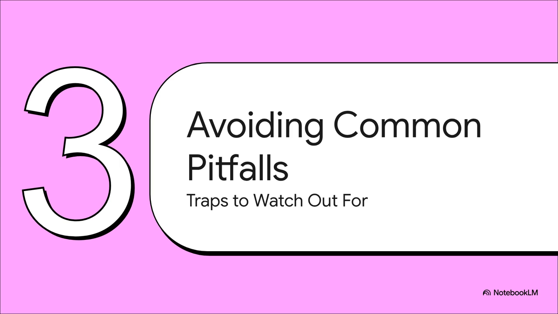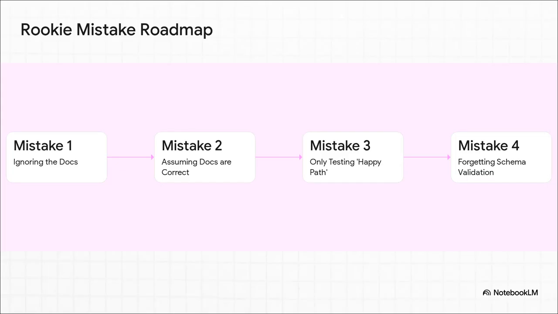Okay, so you've got the blueprint, you know how to read it. But there are still a few common traps that even seasoned engineers can fall into. Let's make sure you know what to watch out for. These are the 4 big rookie mistakes. Number 1, just ignoring the docs. Don't do it. Number 2, and this one is critical, assuming the docs are always 100% correct. Sometimes they drift from the real implementation. Your job is to find those gaps. Number 3, only testing the happy path and forgetting about all those error responses. And finally, number 4, forgetting to actually use the schema for strict validation. If you can avoid these 4 pitfalls, you're already ahead of the curve.